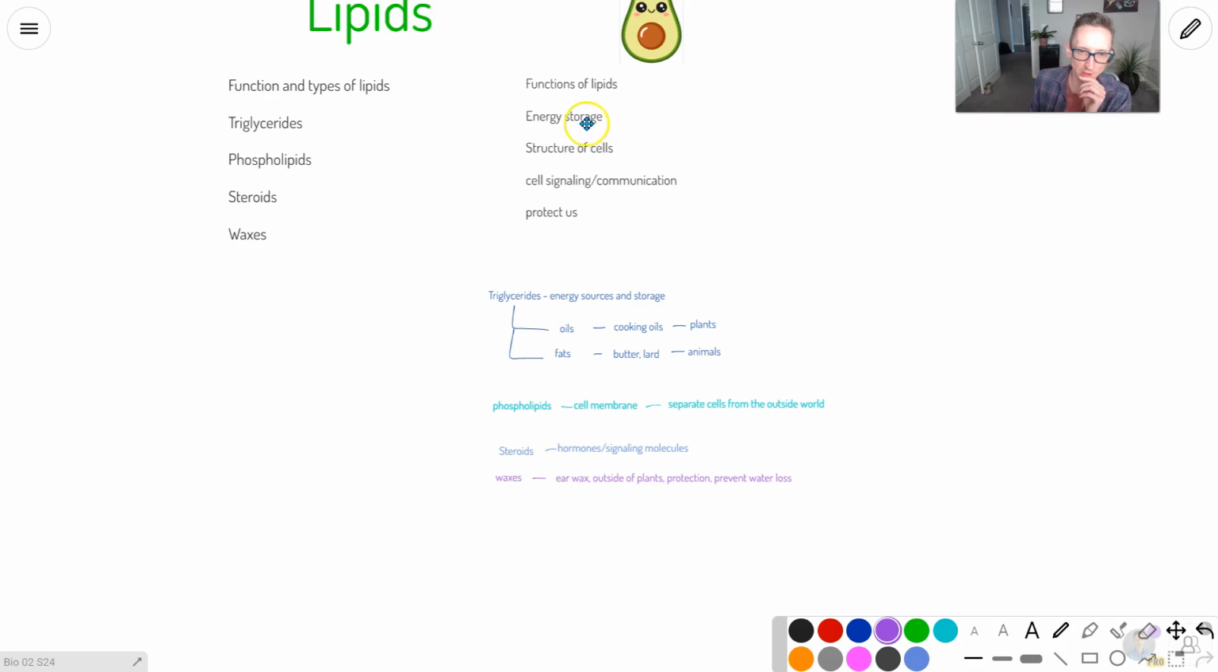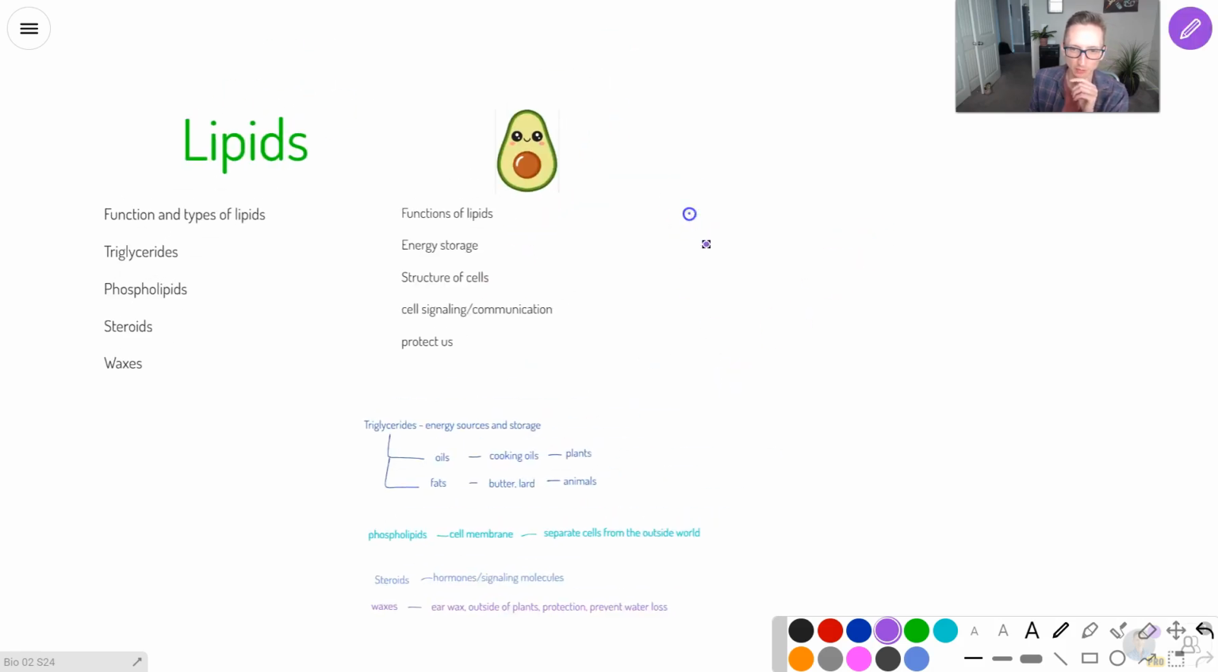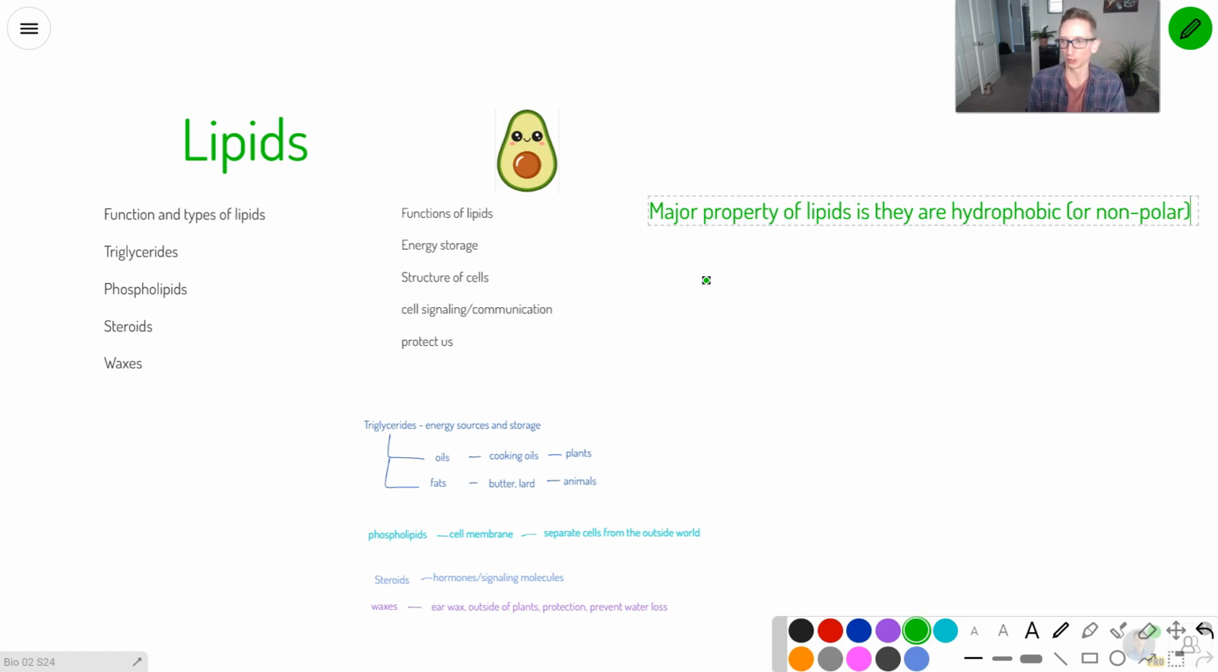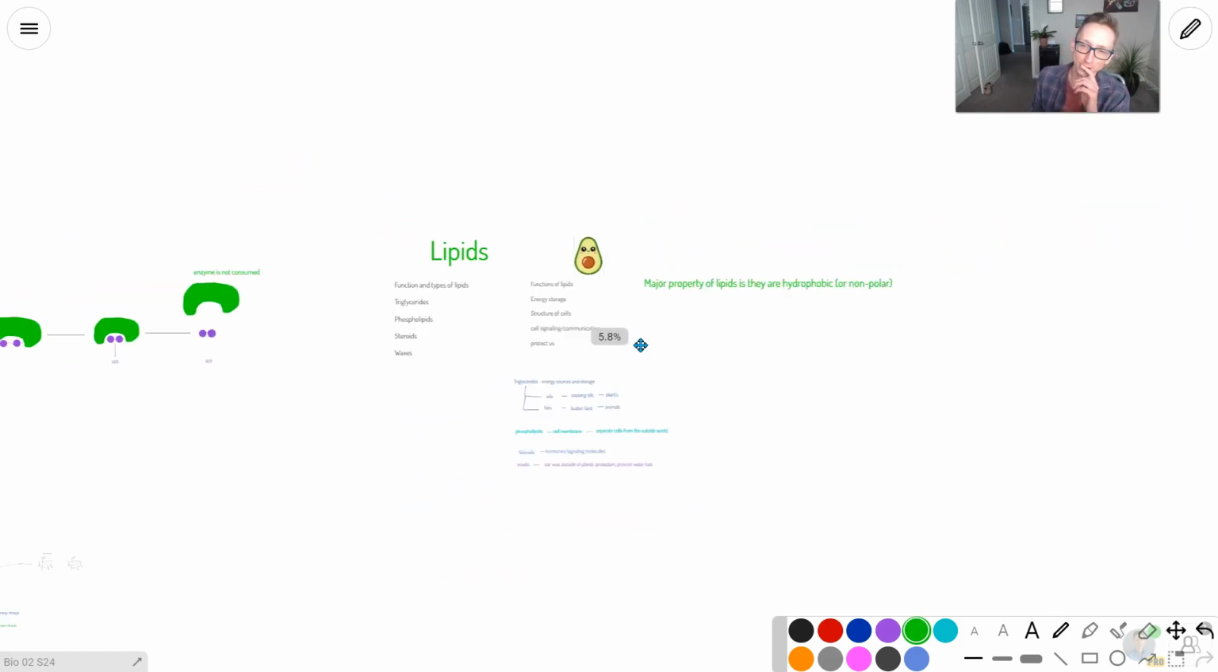So, functions of lipids: energy storage, structure of cells. How about a major property of lipids? A major property of lipids is that they are hydrophobic, or non-polar. We go all the way back to water.